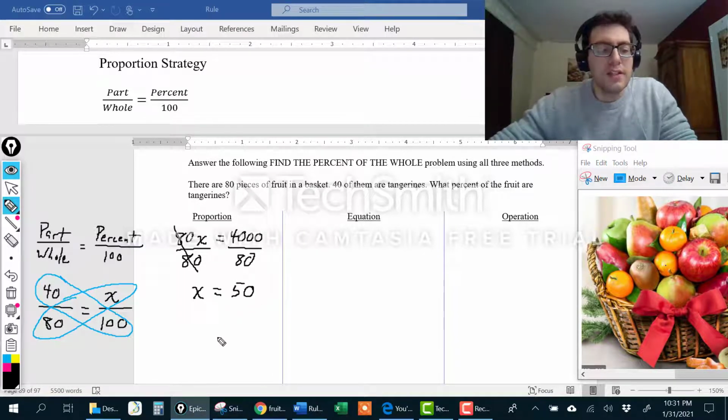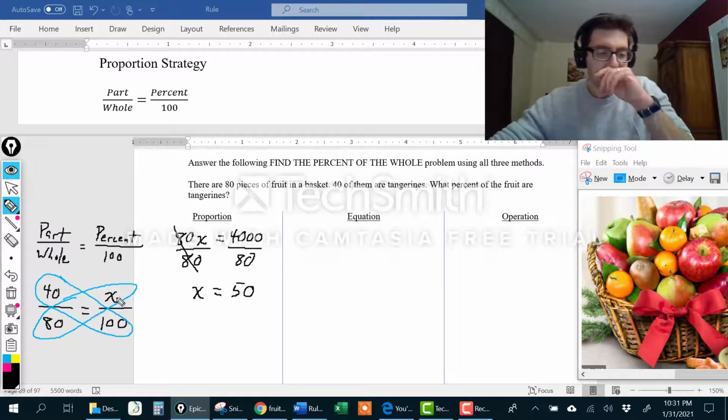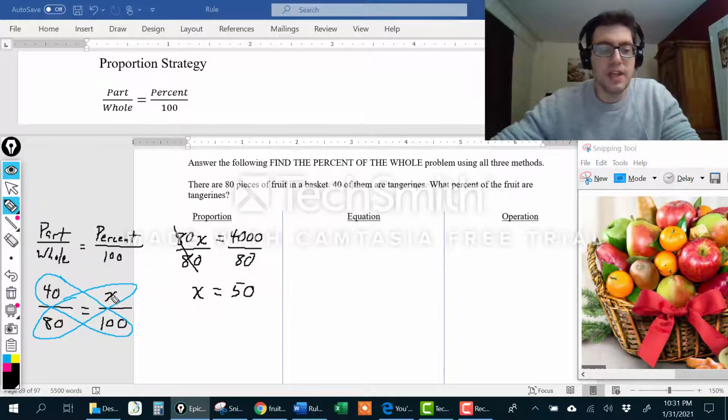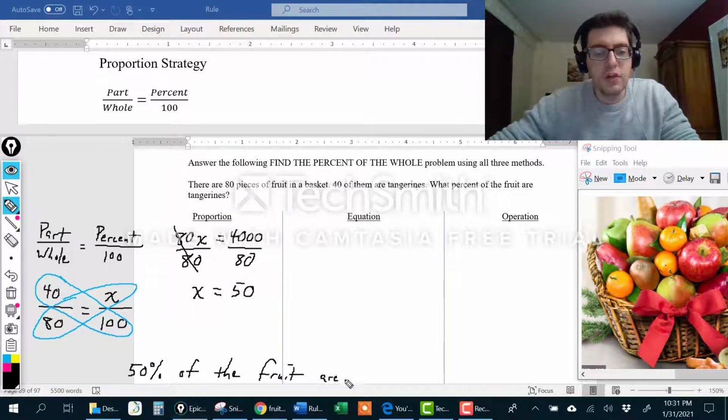Okay, so that tells us that, remember, what we were looking for was the percent. That's 50 over 100. So x is 50. So over here we see it's 50 over 100, which literally means 50%. So our final answer is that 50% of the fruit are tangerines.